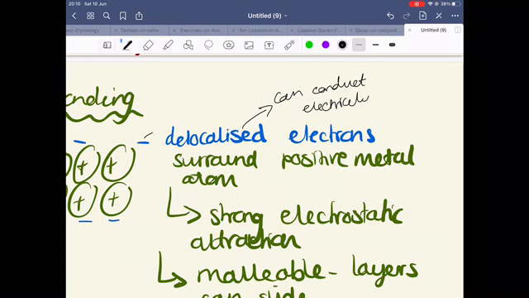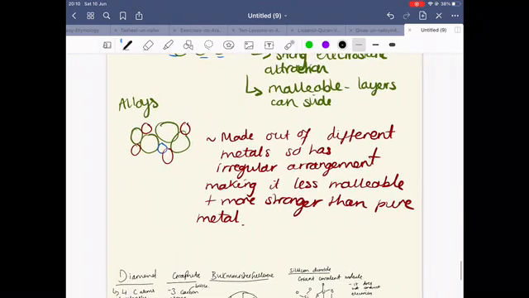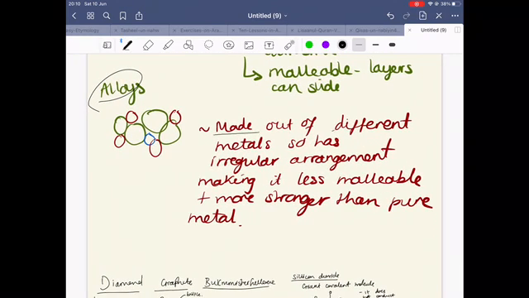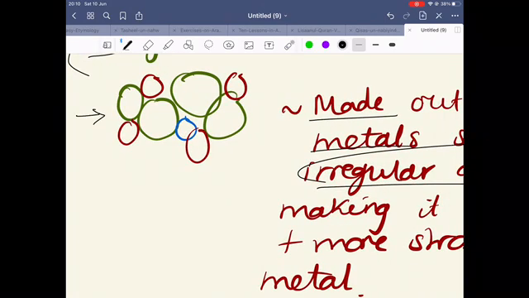So what happens is that these delocalized electrons surround the positive metal atom, and they have strong electrostatic attraction because it's still opposites attract. So, just like with ionic compounds, they also have a high melting and boiling point. But metals can be malleable because the layers can slide.